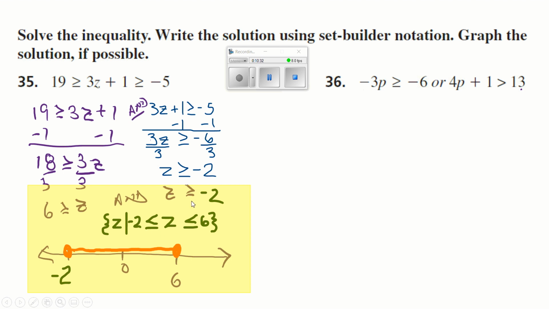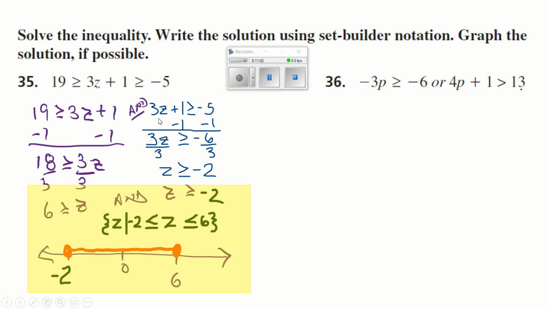Then to put it in the set builder notation, remember, you're going to have to state that z is basically saying z is going to be greater than or equal to -2, but it's going to be less than or equal to 6. So we would have a dot on both sides, since these can both be equal to it, with -2 going to 6. Number 36, this has an or, so we're going to have to do each of these separately.